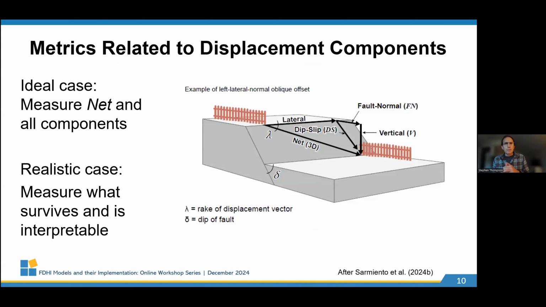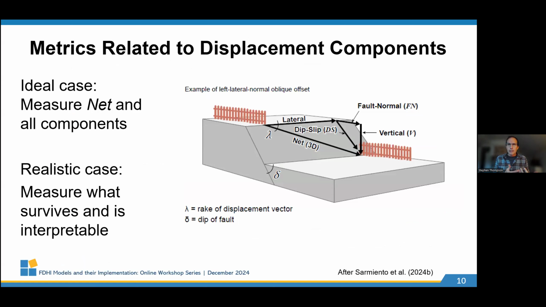The other concept, picking up where Alex left off, is looking at the displacement components. As we know, the ideal case would be that we would measure the full net displacement, and we'd come away with measurements of all of the different slip components. So we would understand the lateral components, fault normal, horizontal, or heave, and the vertical.